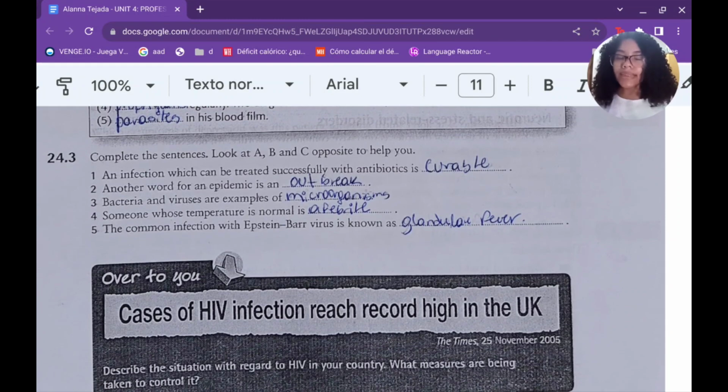24.3. Complete the sentences. Look at A, B, and C opposite to help you. 1. An infection which can be treated successfully with antibiotics is curable. 2. Another word for an epidemic is an outbreak. 3. Bacteria and viruses are examples of microorganisms. 4. Someone whose temperature is normal is afebrile. 5. The common infection with Epstein-Barr virus is known as glandular fever.